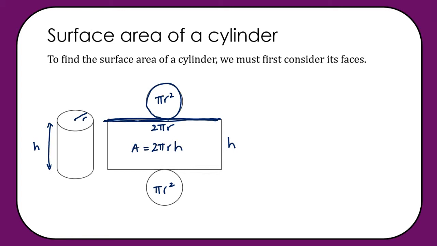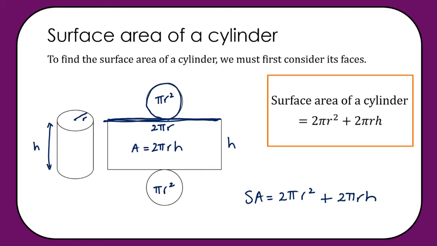So that means that our surface area is going to be 2 lots of pi r squared, that's the two circles on the end, plus 2 pi r h. And so we have this formula here.